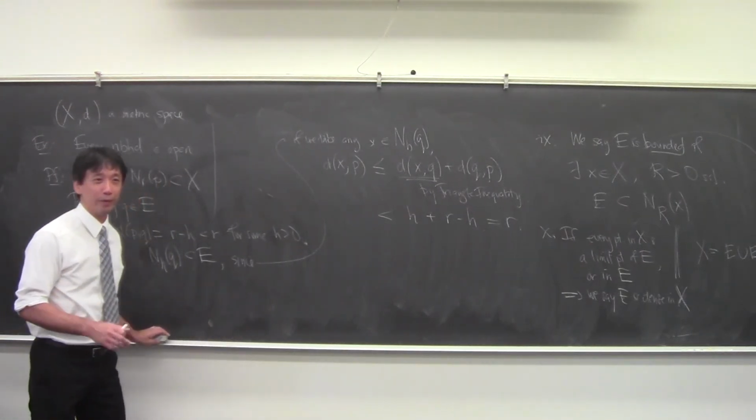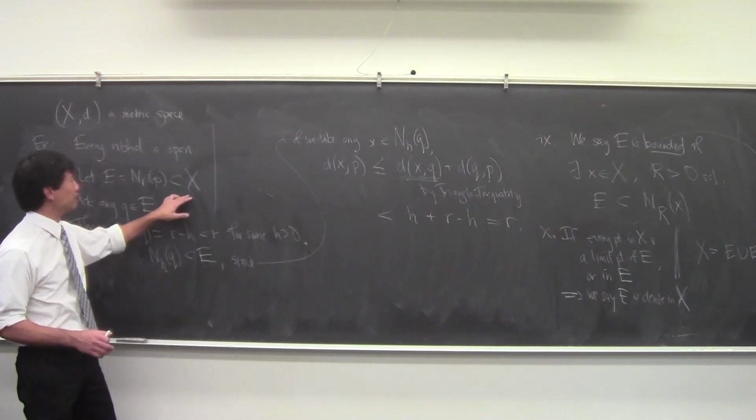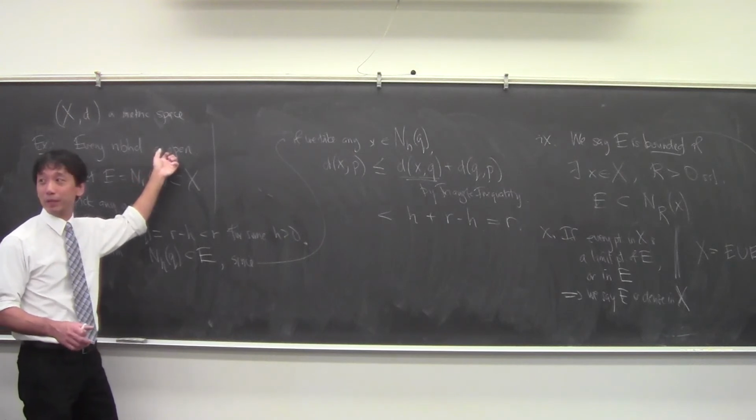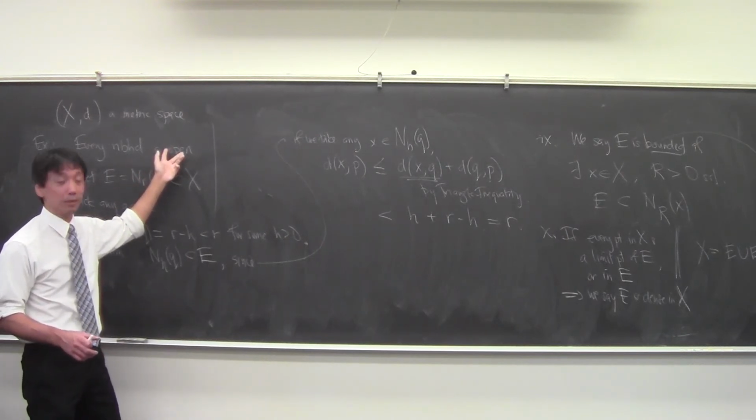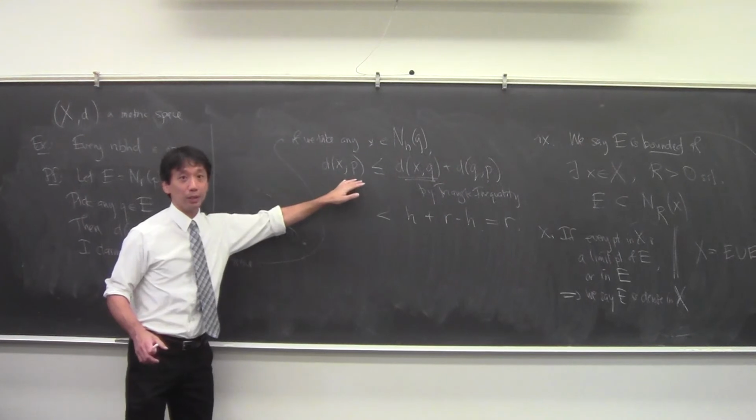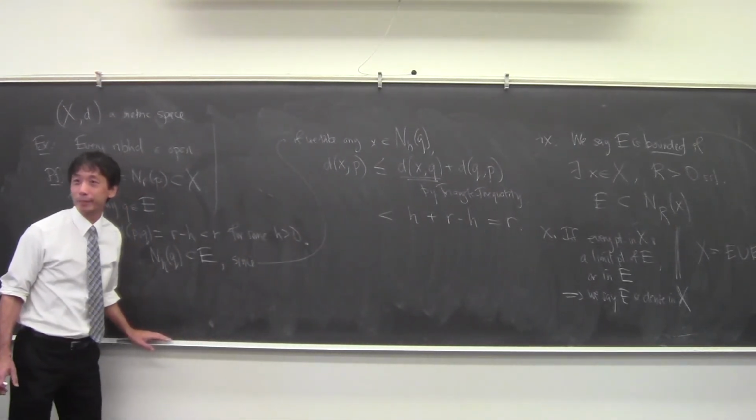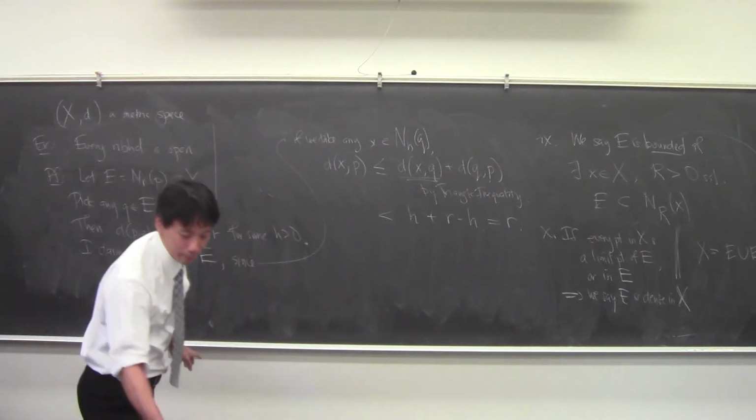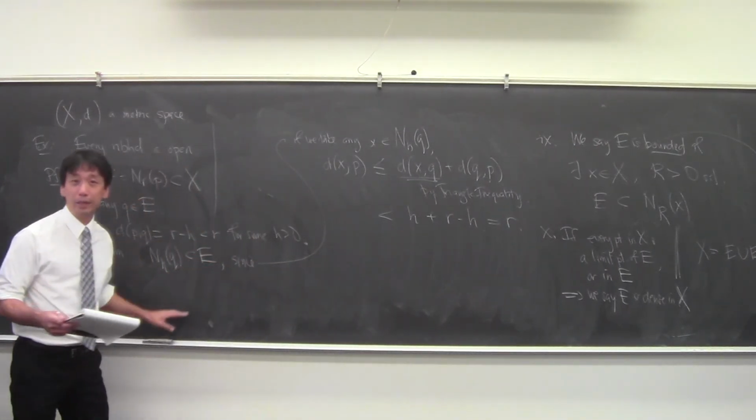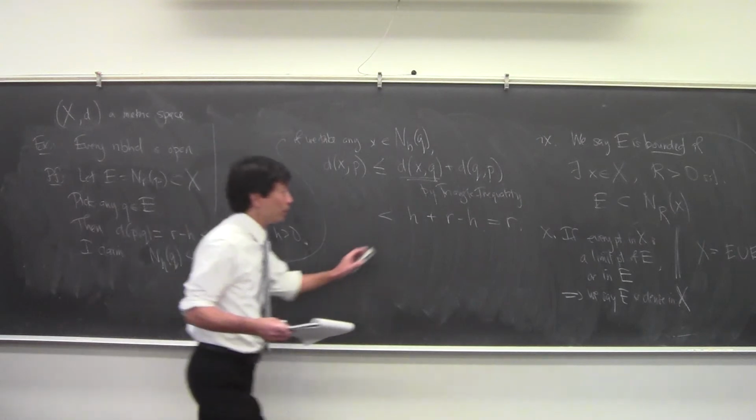This is a simple example of a proof using this definition. This is basically to clarify what open means and to get you used to thinking about metrics, arbitrary metrics. Okay. Is that all right? Anybody have questions? Okay, let's go on.